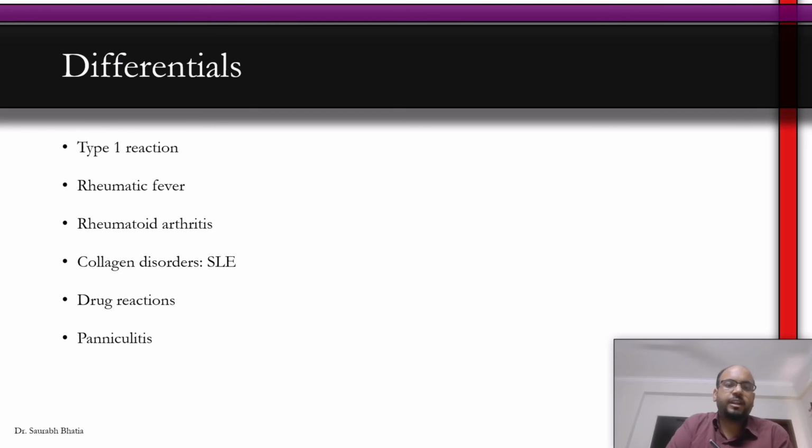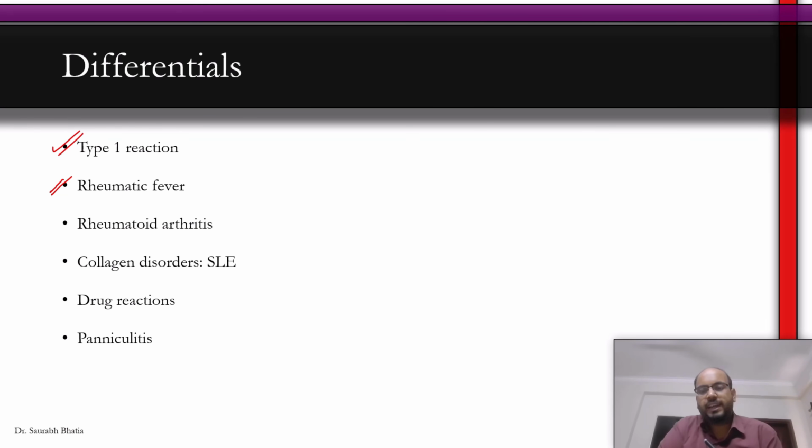Differentials of type 2 lepra reaction include type 1 lepra reaction, but remember, in one single patient, you can have type 1 and type 2 reaction, especially if they belong to the BL pole or BB pole. Also remember, the type of reaction depends on what kind of cytokines are being released, and that is dependent on multiple factors. So keep in mind that you may be able to see both reactions in a similar patient, and type 1 reaction remains a differential for type 2 lepra reaction also.